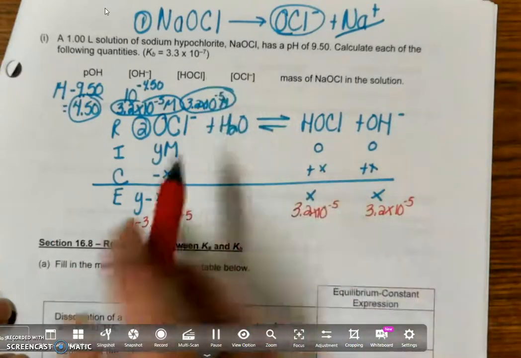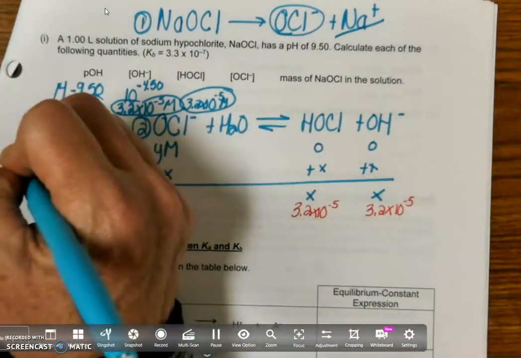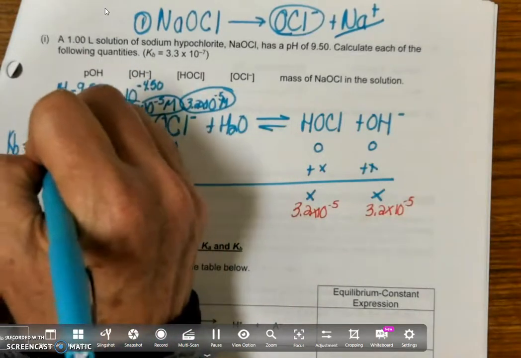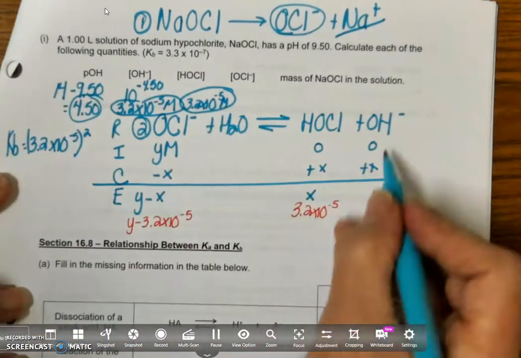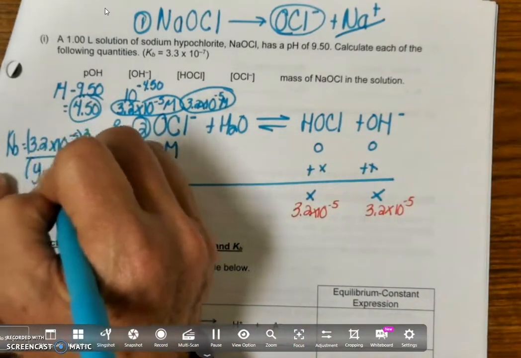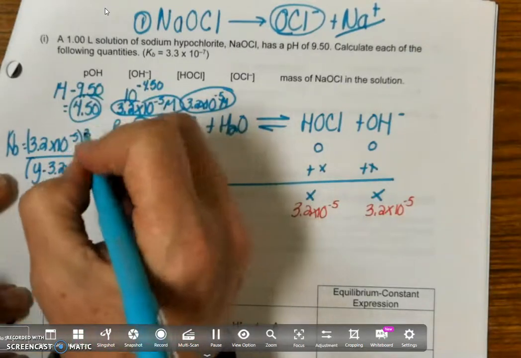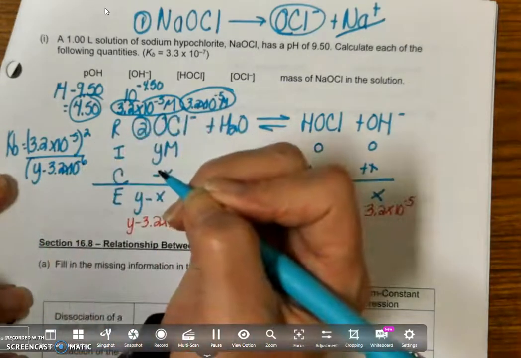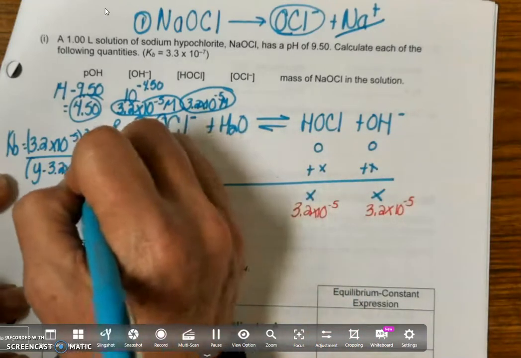But I do have a Kb, so I'm going to dump all of this into Kb. So Kb is going to be equal to 3.2 times 10 to the minus 5 squared, right? This times this divided by Y minus 3.2 times 10 to the minus 5. Oops, sorry. Okay.